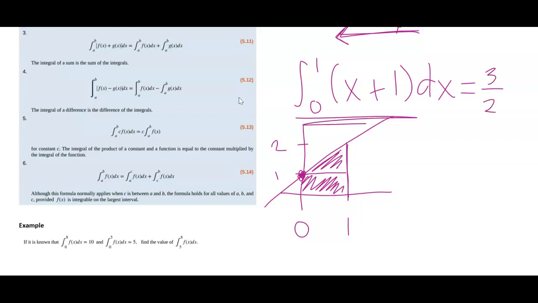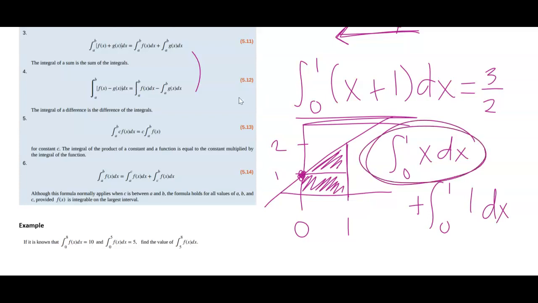You could split this up though into using one of these two properties, the integral from 0 to 1 of x dx plus the integral from 0 to 1 of 1 dx. When I do that, this area ends up being this piece here. This area ends up being this piece here. And so you end up getting the same area.